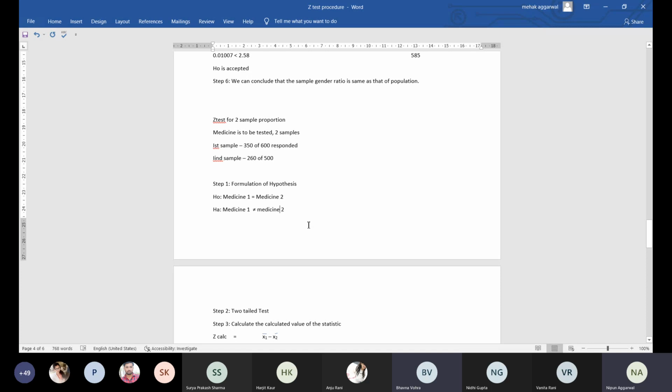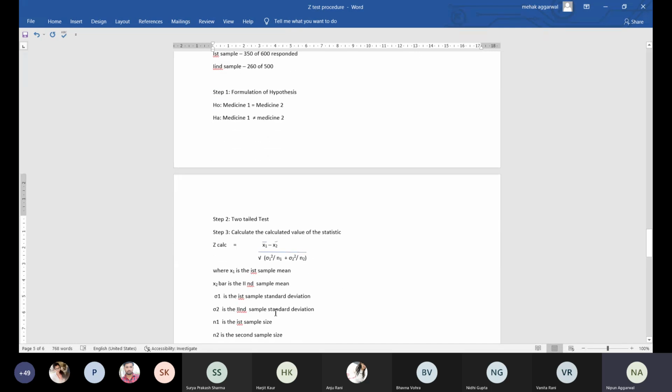So medicine 1 is not equal to medicine 2. That will be your alternate hypothesis. That means there is a significant difference between the two medicines. Either 1 is better or 2 is better, but there is a significant difference between the two. Right? Then step 2 is we have to decide either a one-tail test or a two-tail test. So it is a case of two-tail because either 1 is better or 2 is better. Anyone can be better. So that is a case of your two-tail because we have a tail on both sides.